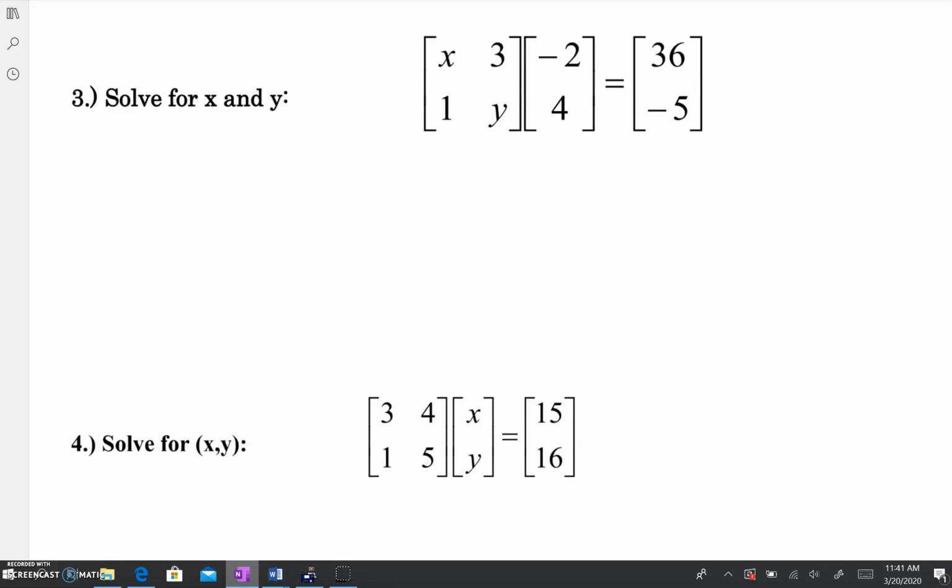And I ask you to solve for x and y. So what this is saying is I took the first matrix, I'm going to maybe call it yellow matrix. I took a yellow matrix and I multiplied it by pink matrix.